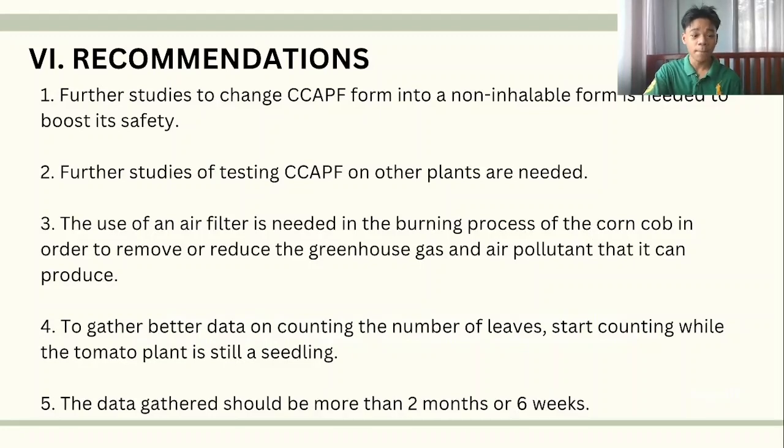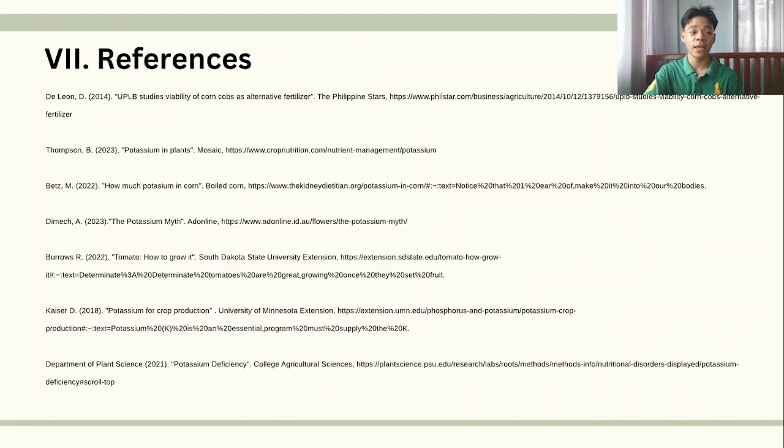Next is to gather better data on counting the number of leaves. Start counting while the tomato plant is still a seedling. And lastly, on our recommendation, the data gathered should be more than 2 months or 6 weeks. Our presentation ends with the references.